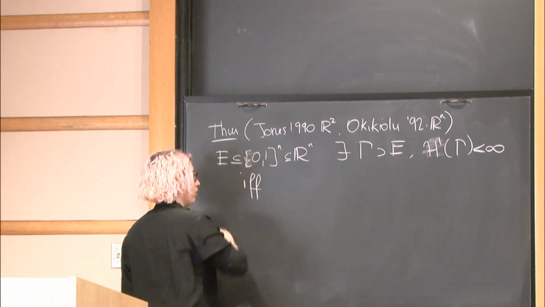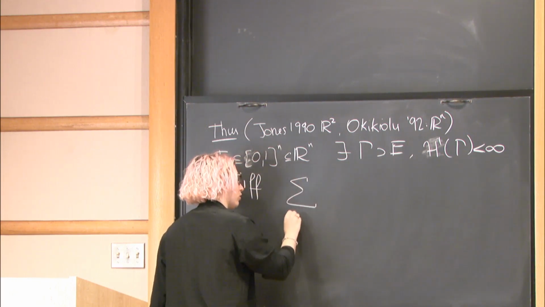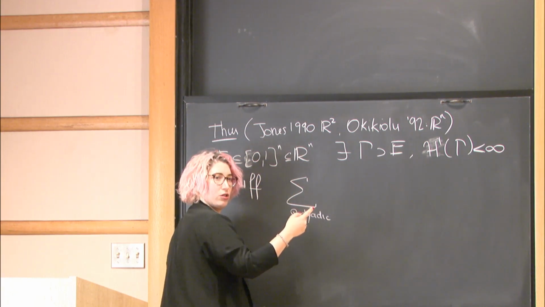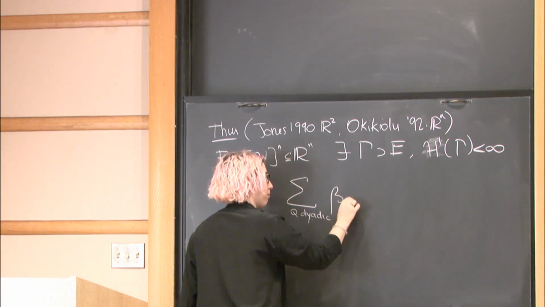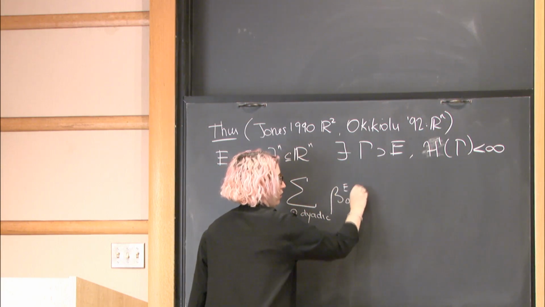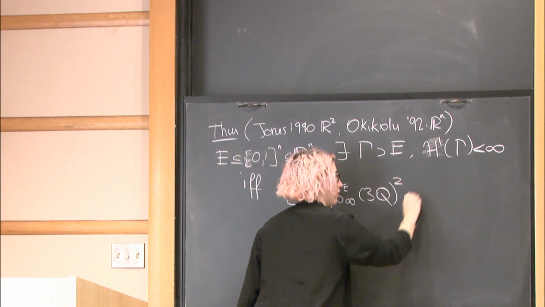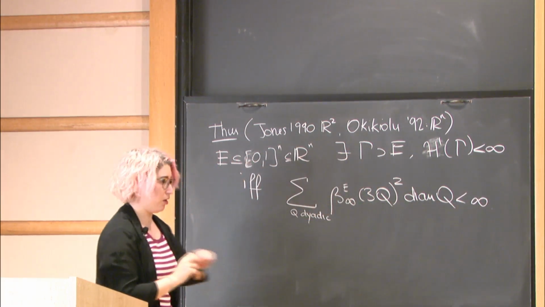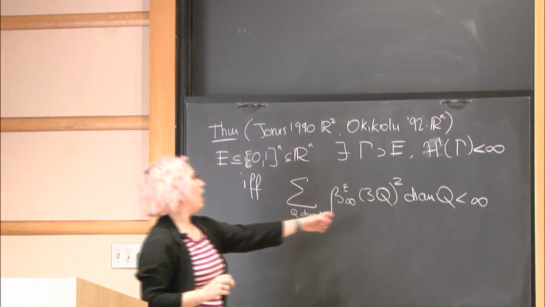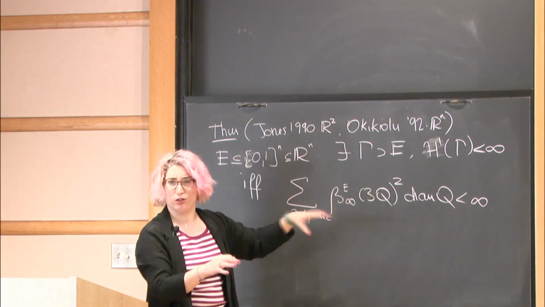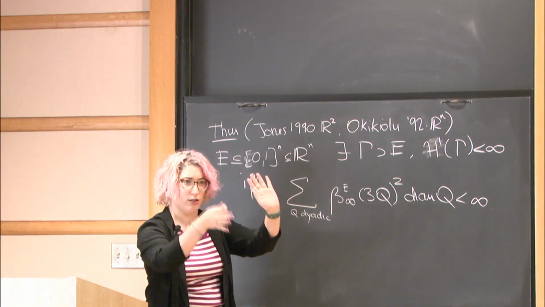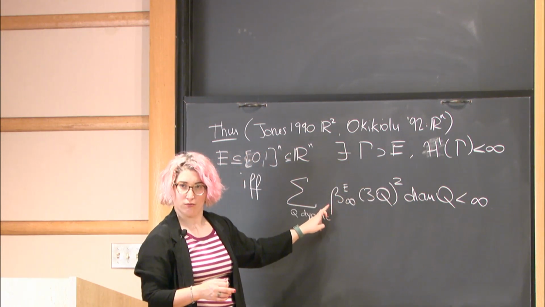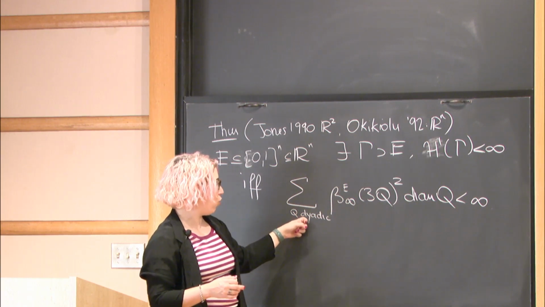If and only if the sum over all dyadic cubes, so let me write it and then you can tell me if you're not happy with this, of beta infinity of 3Q squared is finite. Okay, let's think about it. I'm using 3Q, not to worry about that. It's just to make sure that nothing falls in the cracks. And I'm taking the square of these beta numbers, okay?